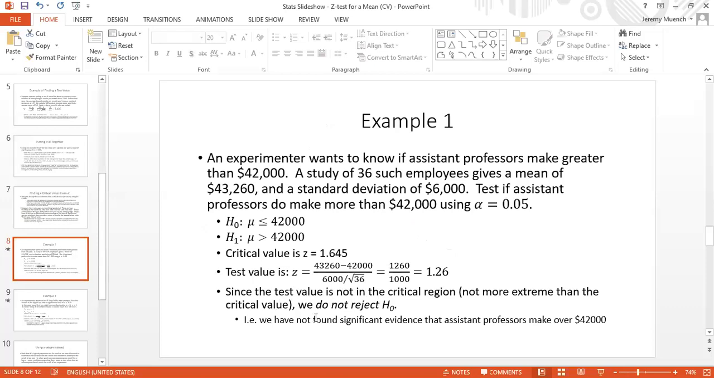And what non-rejection of a null hypothesis means is that we have not found significant evidence suggesting that the null is incorrect. So we haven't found significant evidence that assistant professors make over 42,000. And that's our conclusion. This is a full, at least bare bones, hypothesis test. Usually you'd be a little more detailed, but this is the general procedure that you would go through.